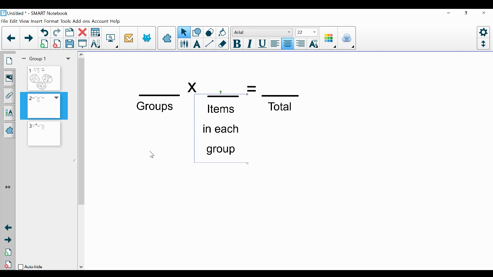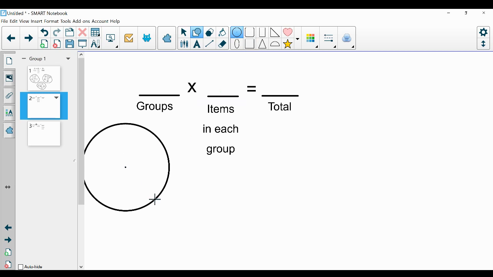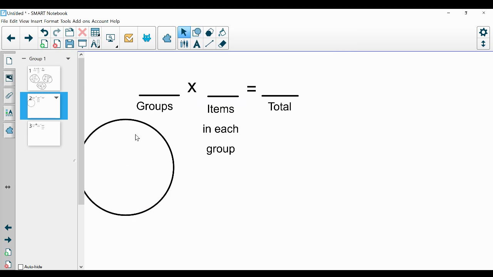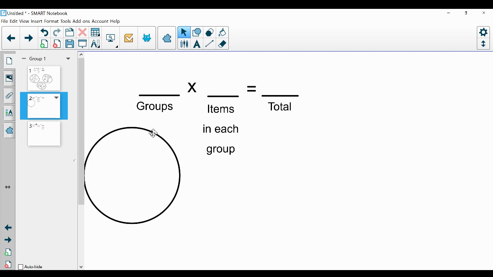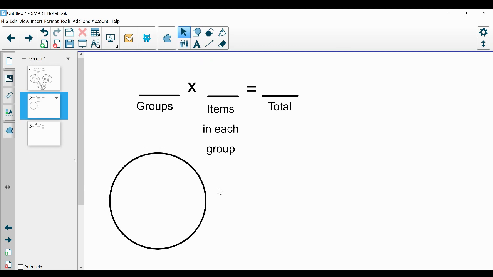So let's start with three groups. I'm going to draw three circles, and those are going to be my groups, or my bags of groceries. Whoops, that's really way far over there. Hold on. Let's see if I can move it. There we go.